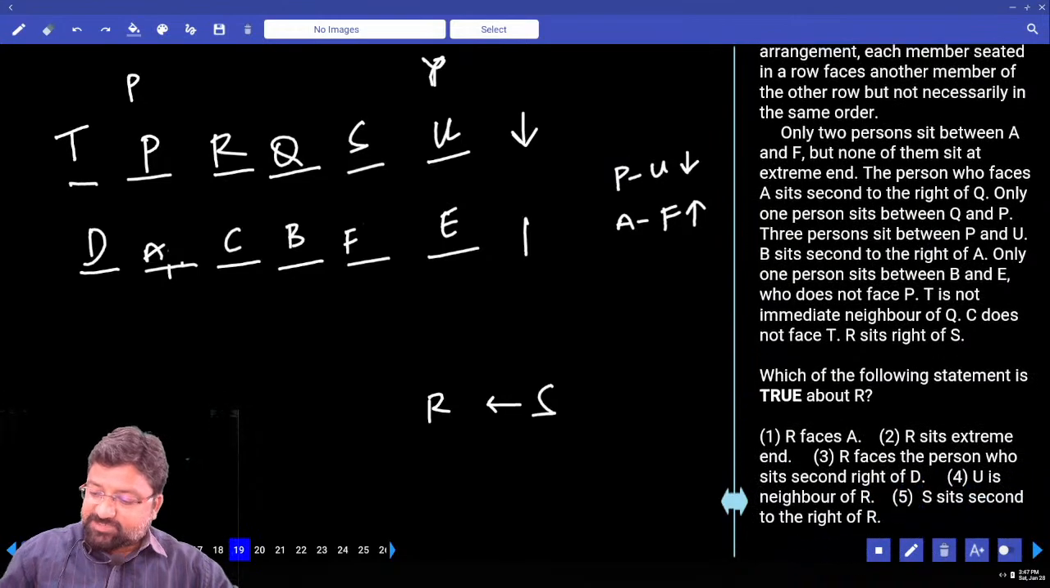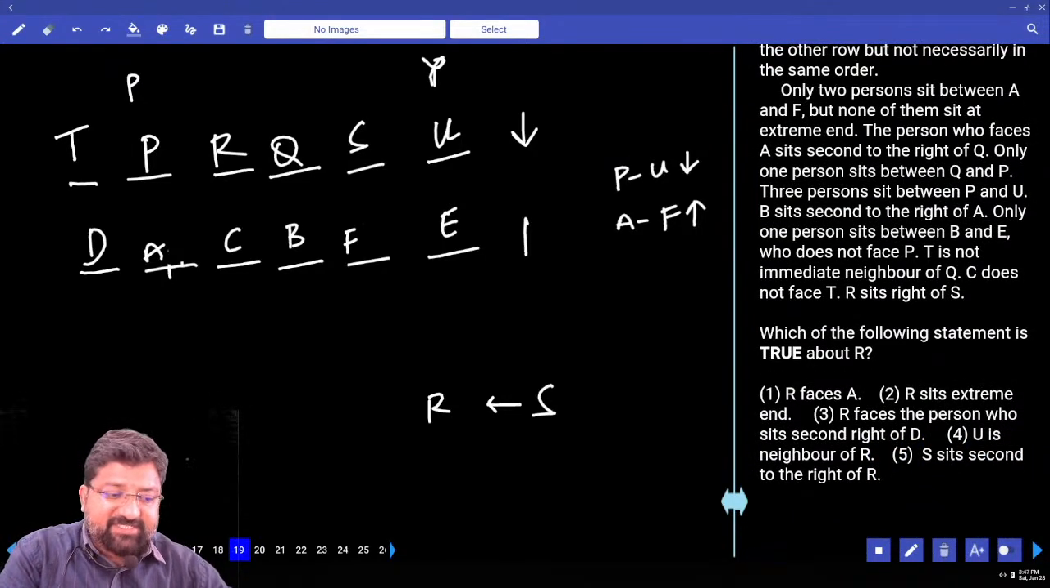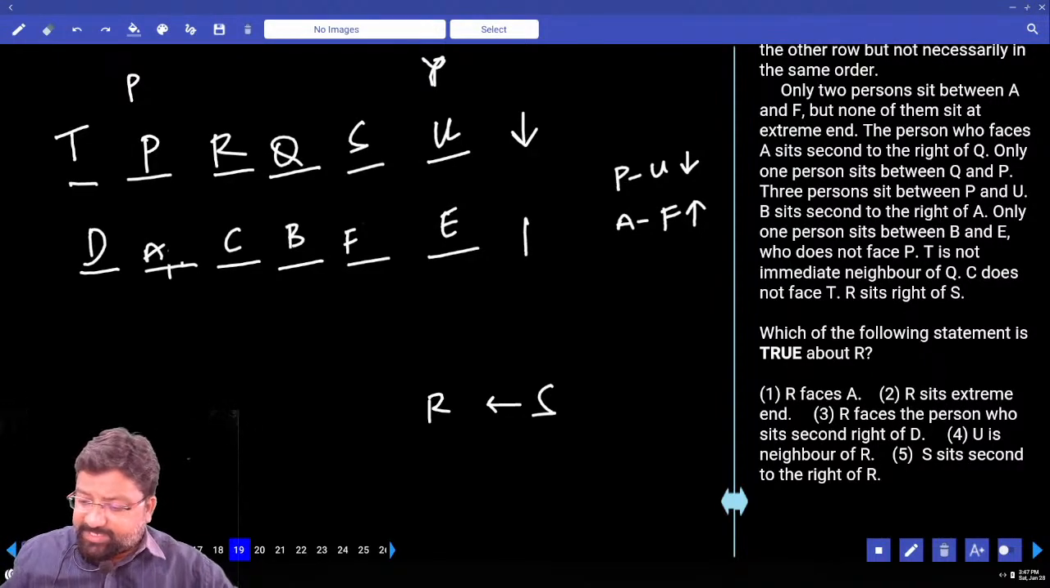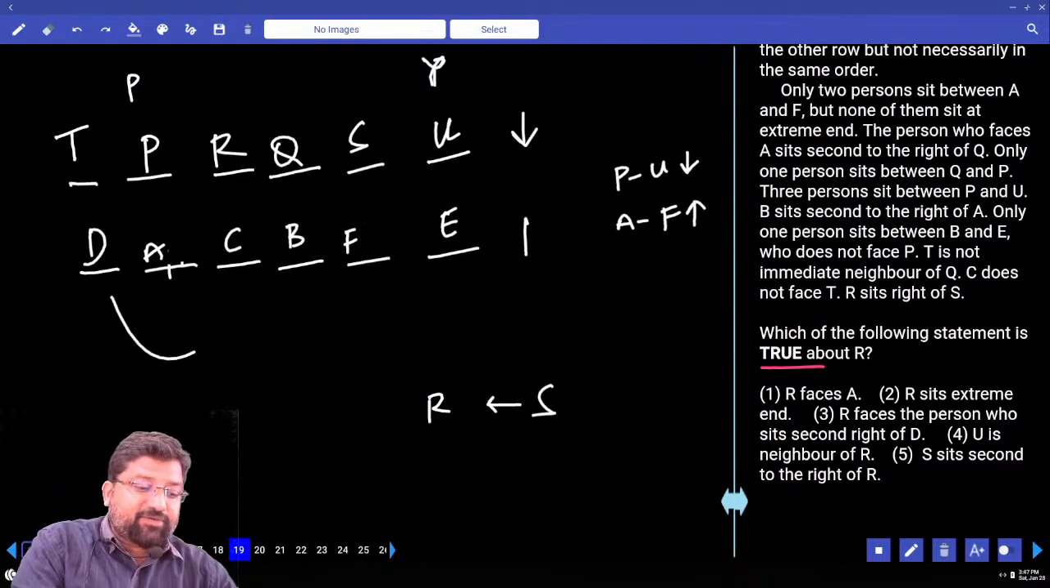Yes. Which of the following statements is true about R? R faces A. No. Be careful, he is asking us true. R sits at one of the extreme ends? No. R faces the one who sits second to the right of D. Second to the right of D is C and R is facing C. Absolutely right.